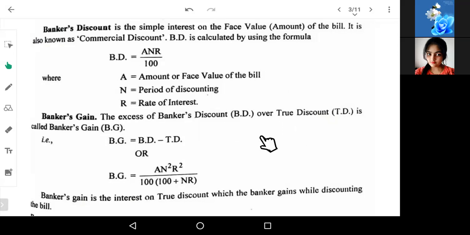Banker's gain is the interest on true discount, which the bankers gain while discounting the bill. You'll get confused now. We will understand this sentence while we are solving the problem. So, just understand that the difference between the banker's discount and true discount is called banker's gain. Is it clear?